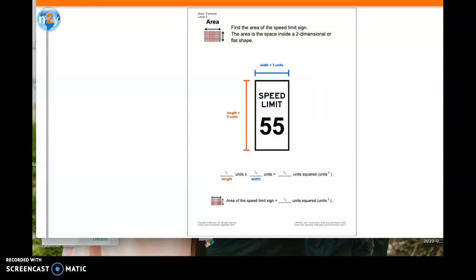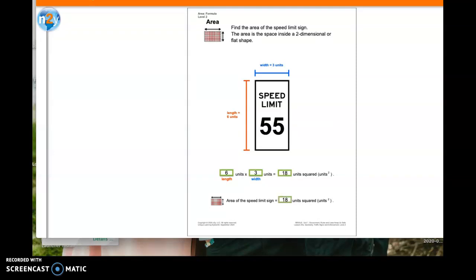Your assignment might also look like this. These are different levels. This would be level 2. Again, it's color-coded so you can see which numbers go where. There isn't a box this time, but you're going to type it in. If it has this little pencil, that means you're going to type it. So the length is 6. Our width is still 3. And if you remember from before, when we multiply, 6 times 3 is 18. So the area of this speed limit sign is 18.